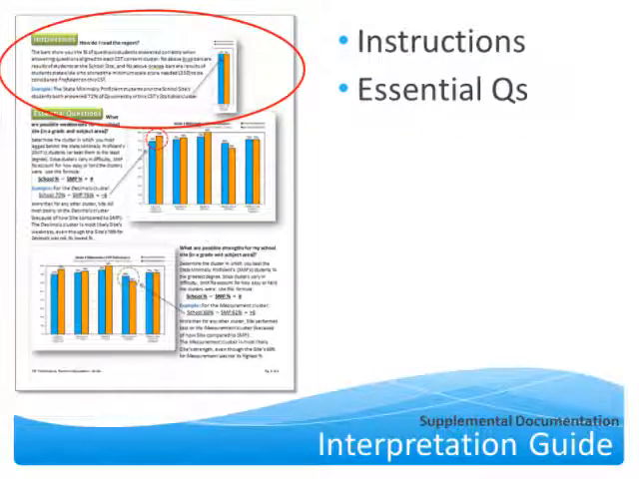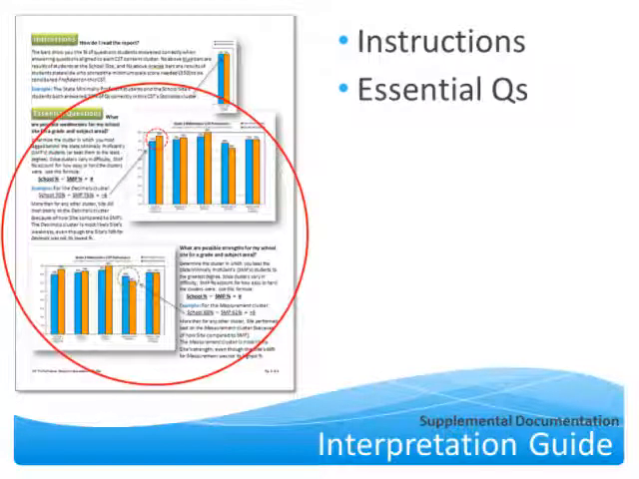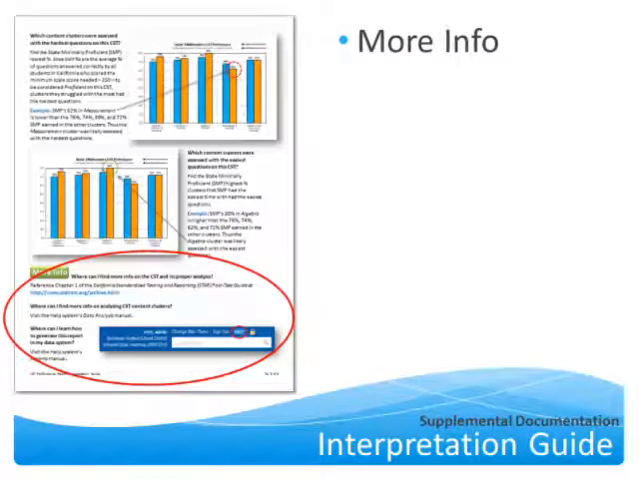At the top of page 2, you have instructions on how to read the report. After that, you have the essential questions section, which may span multiple pages. Basically, you take each question featured on the first page's purpose section, and you walk the reader through how to use the report to answer that specific question. For example, show the user where to look on the report, what to look for, etc. Examples are particularly helpful. At the end of the interpretation guide, add a more info section to point the educator in the right direction for assistance with any likely needs he or she might have.